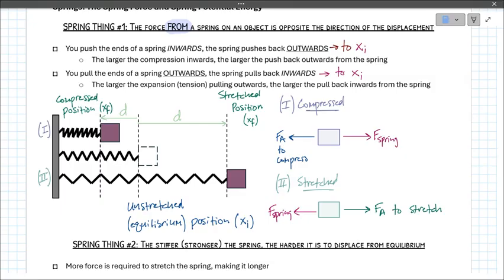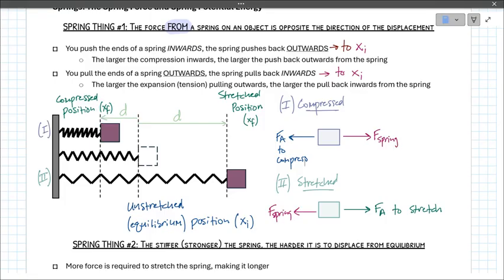Now, when we compress the spring, we're pushing inwards on it. So there's an applied force on our spring, and the spring is wanting to expand. The spring is going to try and push back outwards. When we compress our spring a distance d, that puts the end of the spring now at some final horizontal position. So we compressed it from some initial x value to some final x value.